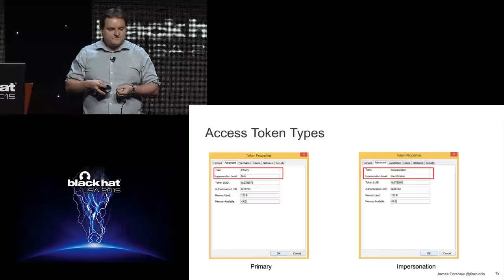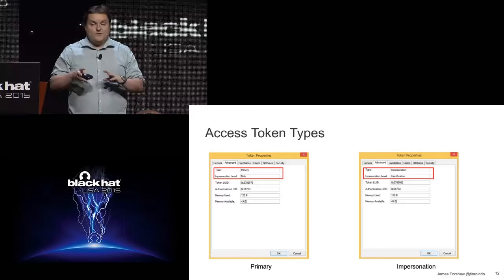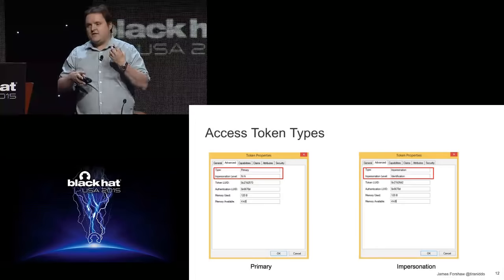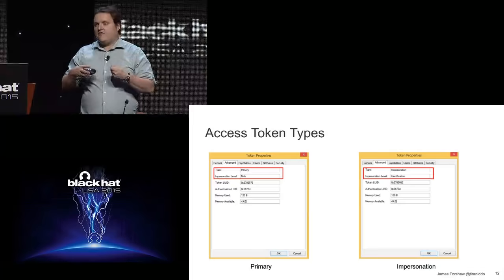Now, I categorized four types of tokens. But of course, that's still not the end of the story. There's actually two types of each type of token. They're just simple values which are part of the token structure itself. And the first type is the primary token. This is the token you assign to a process, the main token for that process. The other token is impersonation tokens. And impersonation tokens are used to allow for impersonating another user.